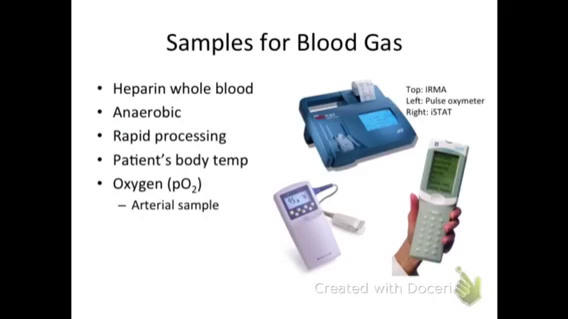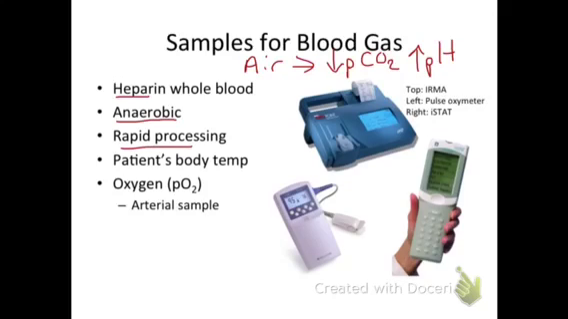Blood gas analyzers require heparinized whole blood that has not been exposed to environmental air, so an anaerobic sample. If the sample has been exposed to air, then the CO2 evaporates and it causes a falsely decreased PCO2 and a falsely increased pH. The sample also requires rapid processing, and that's because the red blood cells in the sample will produce excessive amounts of CO2 in vitro.